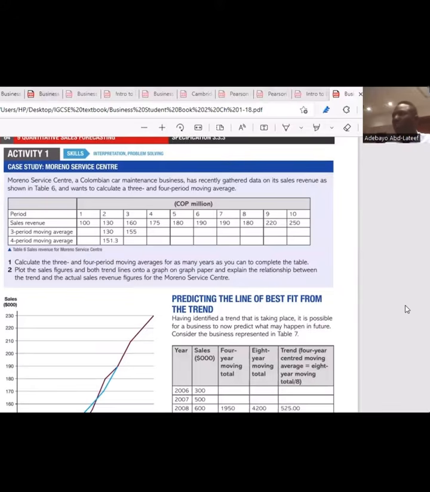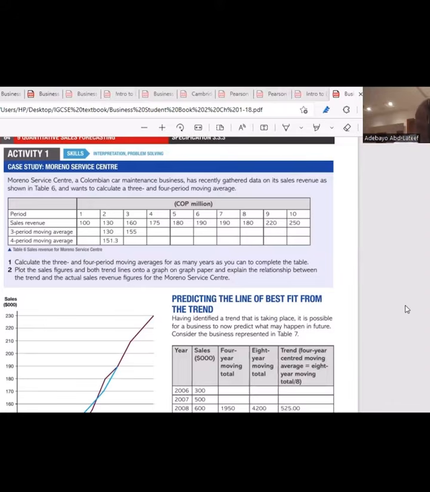You calculate year 1 plus year 2 plus year 3 divided by 3. It gives us 390. So 390 divided by 3 gives us 130. So the 3 period moving average starts from year 2. So that is 130. Then the third one, we have 130 plus 160 plus 175 divided by 3.